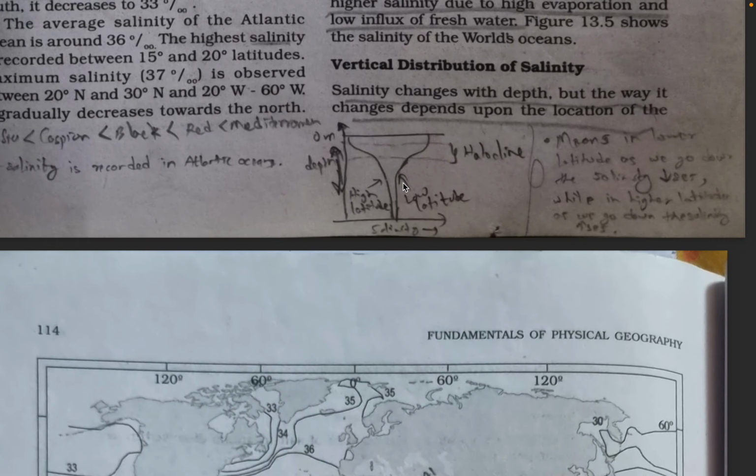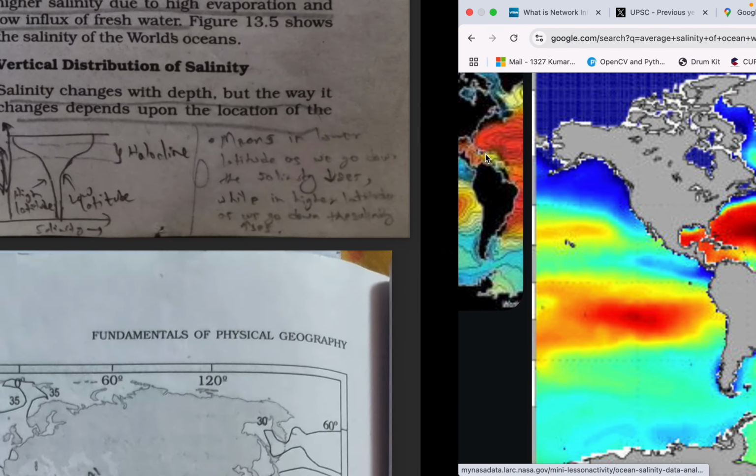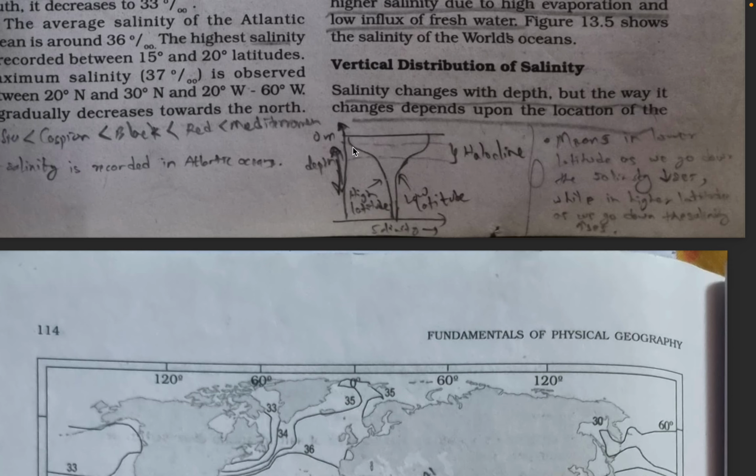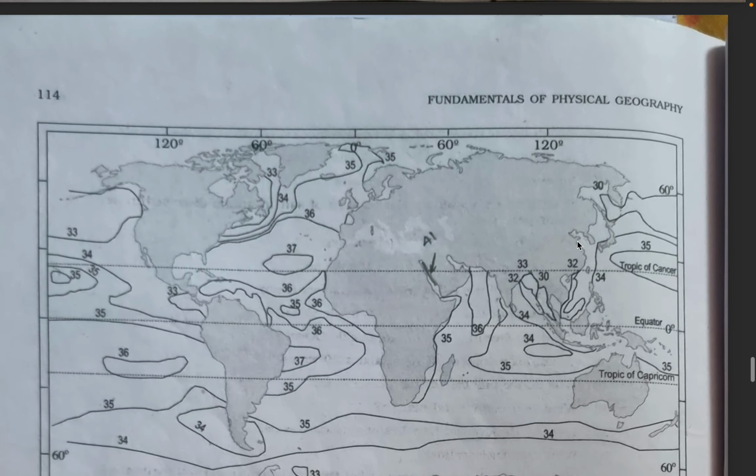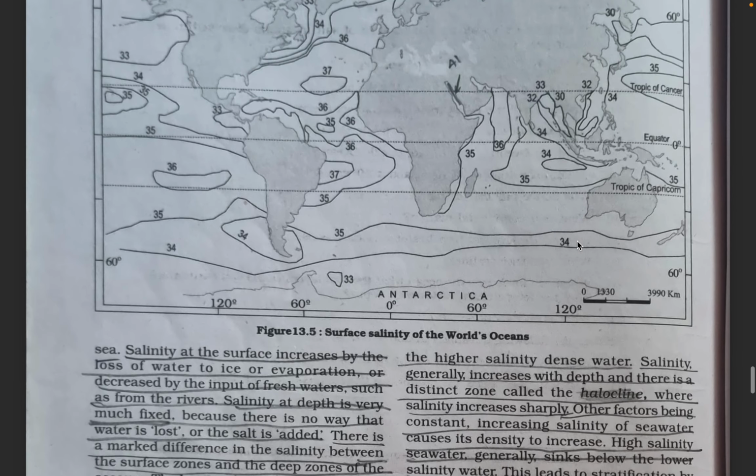So as we go down, the salinity decreases. But in the high latitudes where the salinity is lower at the surface than at the bottom. So this is the graph of vertical distribution of salinity. It means in lower latitudes, as we go down, the salinity decreases, while at higher latitudes, as we go down, salinity increases.